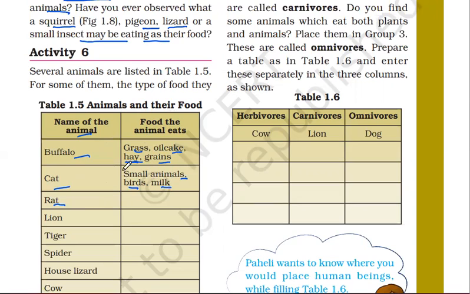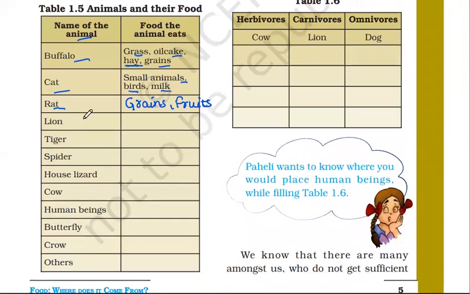Let's come to rat. Rat क्या खाता है? Rat eats grains, it also eats fruits, right? So we have to write what these animals eat, right? The food of these animals. Then come to lion. Lion eats other animals, isn't it? Am I correct? Then if you see tiger, what does tiger eat? Tiger also eats other animals. What about the spider? Spider, have you ever observed spider? They eat other insects present inside the house, isn't it? Then house lizard, it also eats insects, right?